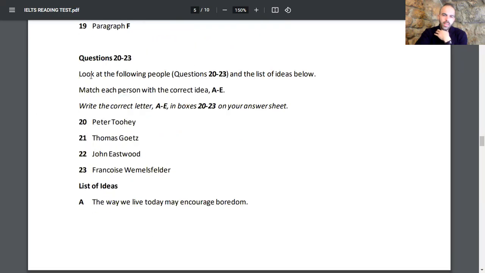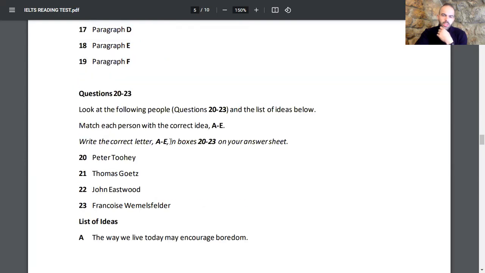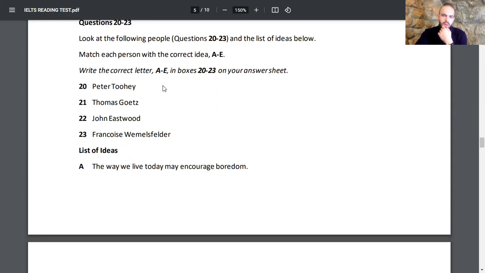So it says, look at the following people, questions 20 to 23, and the list of ideas below. So that's a list of ideas here. It says, match each person with the correct idea A to E, and write the correct letter A to E in boxes on your answer sheet. So we have some names of researchers maybe, or psychologists, whatever. So we have the names of some people which were mentioned in the text.